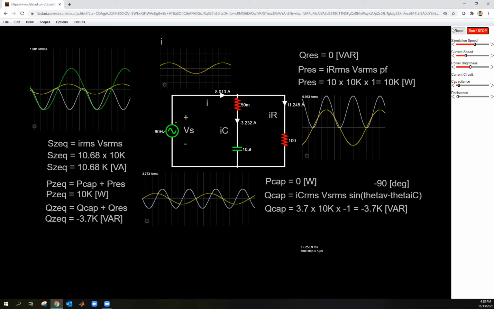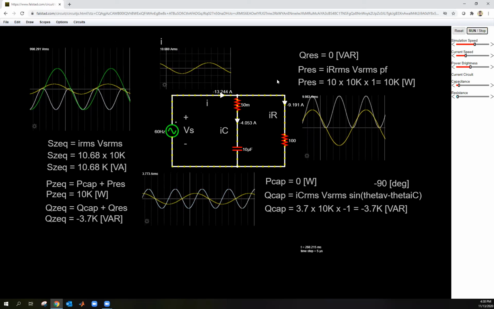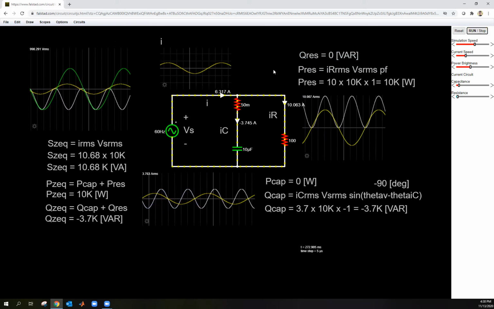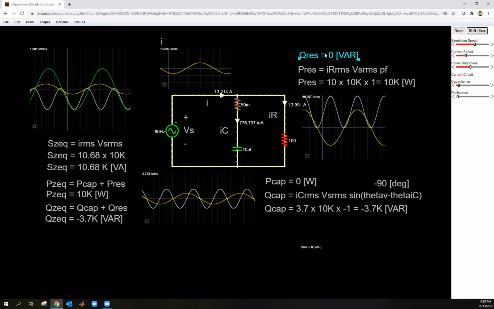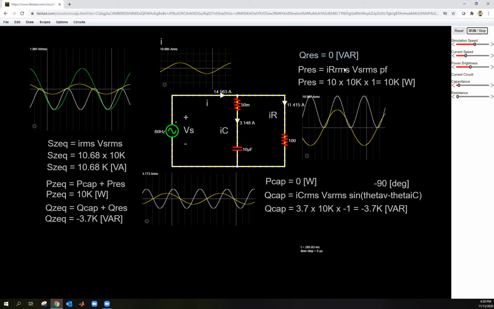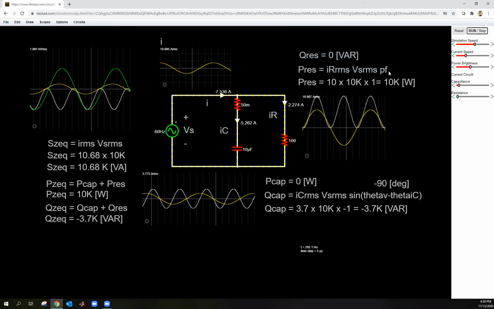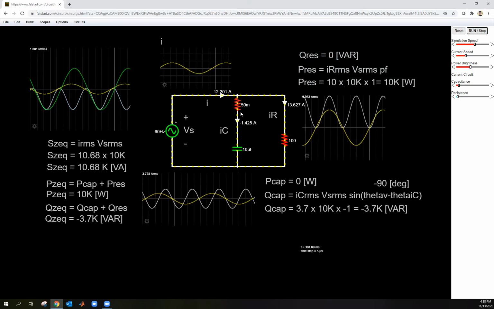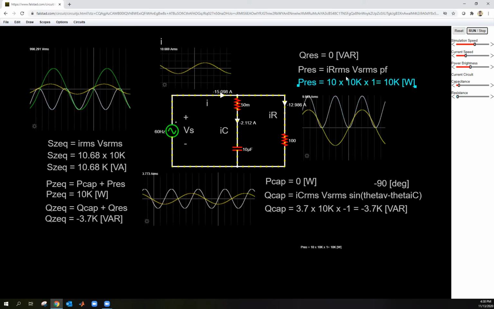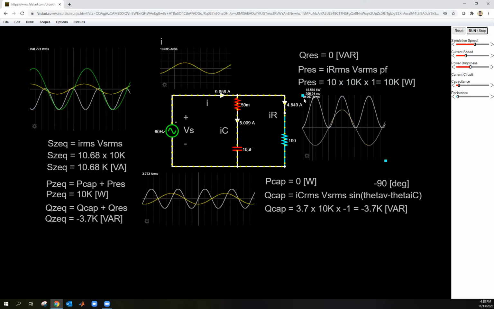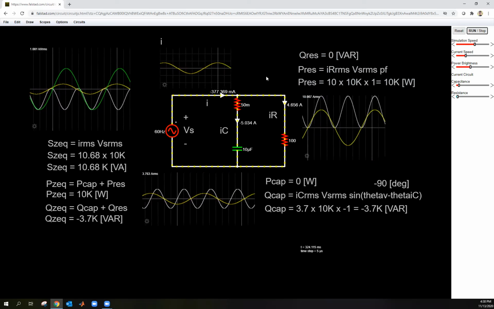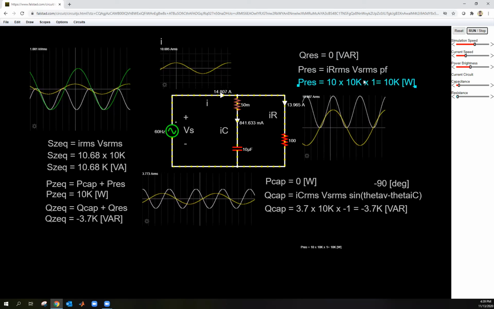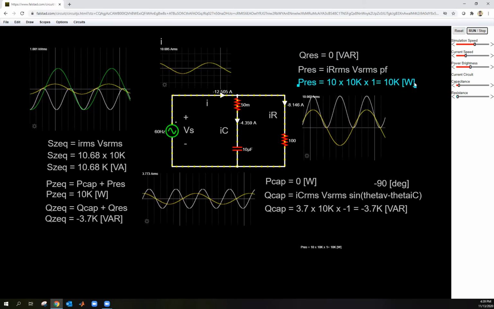All right. So let's keep running it, and let's see what information we can get from here. Well, we know that for a resistor, the Q of the resistor is 0 vars. Good. And we know that the P of the resistor has a power factor of 1. Right now, the VS RMS, because this voltage is going across all these elements, is 10,000. And the current RMS is actually shown here. It's about 10. You guys can see it right there, 10 amps RMS. So the total power of the resistor is 10 times 10K times 1, which is 10 kilowatts.